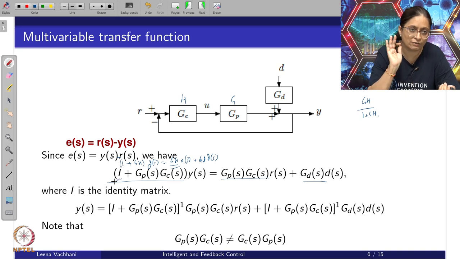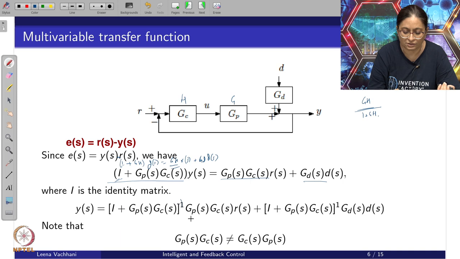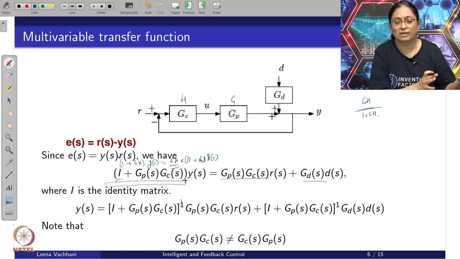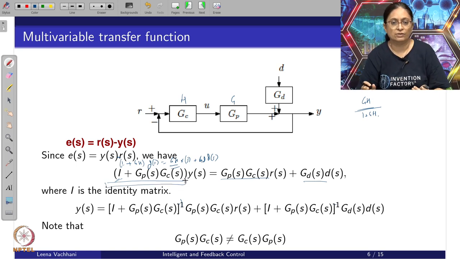When we are dealing with matrices, we have to be very careful, especially when an inverse form comes up. In the case of SISO, it was simple division by 1 plus GH. Here it becomes I plus GP GC inverse, times GP of s GC of s. Similarly, over here, this is going to be left multiplied first. We have to be very careful that this inverse, which comes from the left-hand side, is left multiplied with the rest of the terms over here.